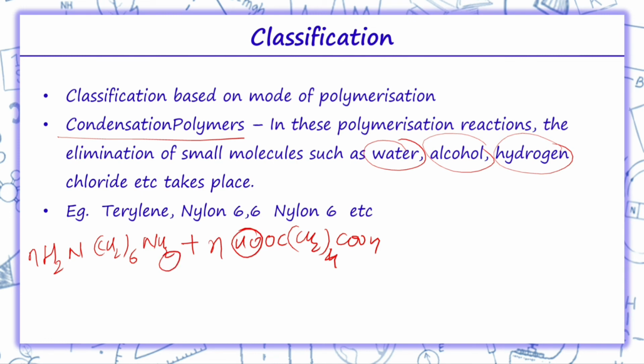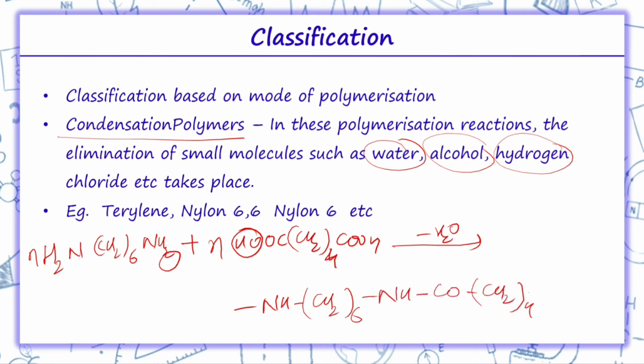So the removal of water molecule takes place. When there is a removal of water molecule, we call it condensation polymerization, and thus we get NH, CH2 whole 6, NH, CO, CH2 whole 4, then CO. So this is known as nylon 6,6. Thus, the monomeric units of nylon 6,6 are hexamethylene diamine and adipic acid.